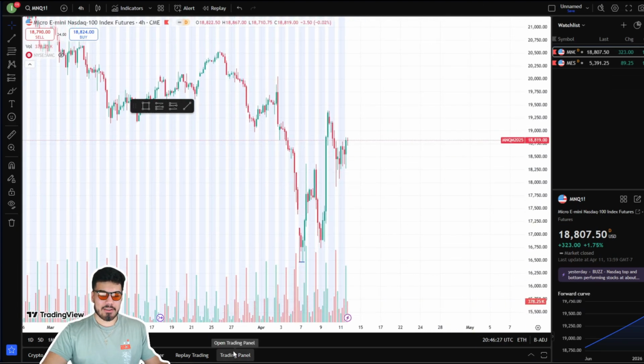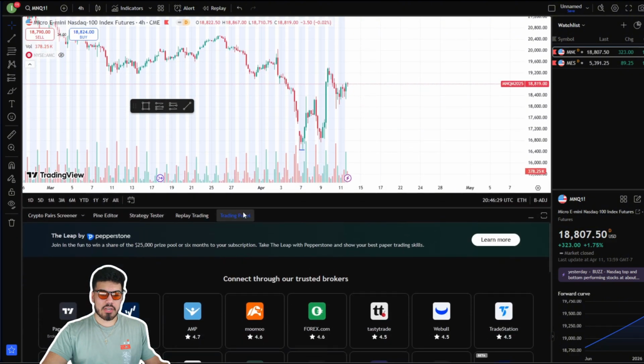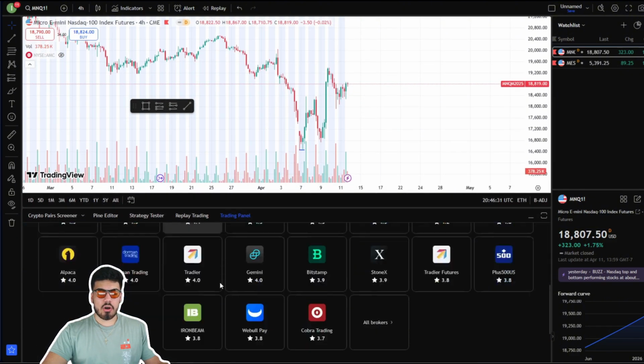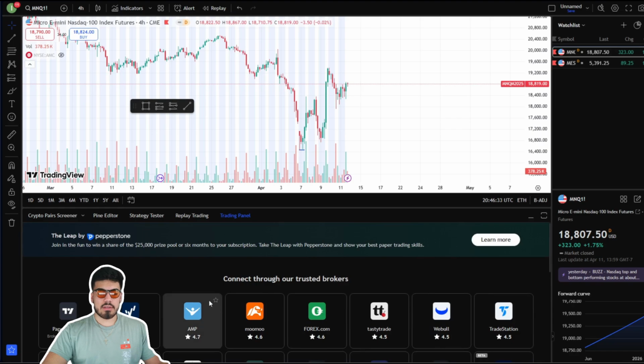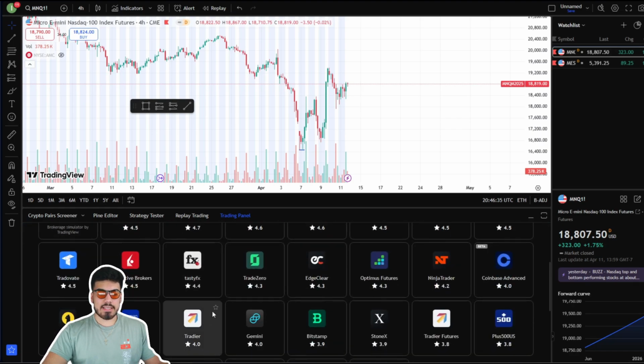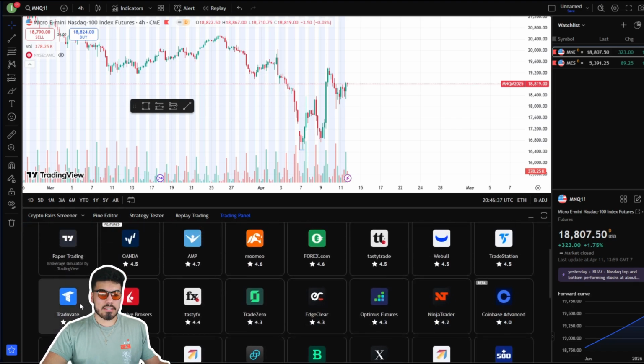Now there's a trading panel. That's what you're gonna focus on. Trading panel, you click that. These are all the brokers that you could trade with. You're usually going to trade with Tradovate because that's what most brokers use. This is one right here.